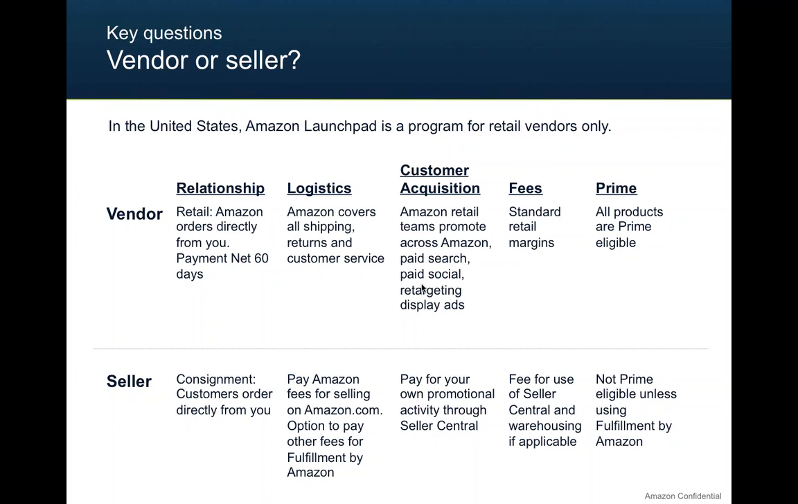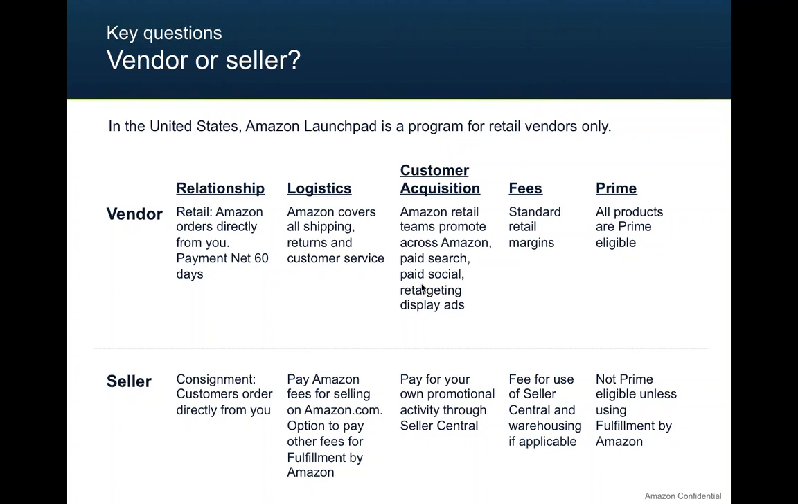For logistics, we'll cover all shipping. So we write a PO, you fulfill that PO. Amazon gives you prepaid shipping labels we take to send your product to our fulfillment centers. We take care of all returns from customers to Amazon, and we take care of all customer service.